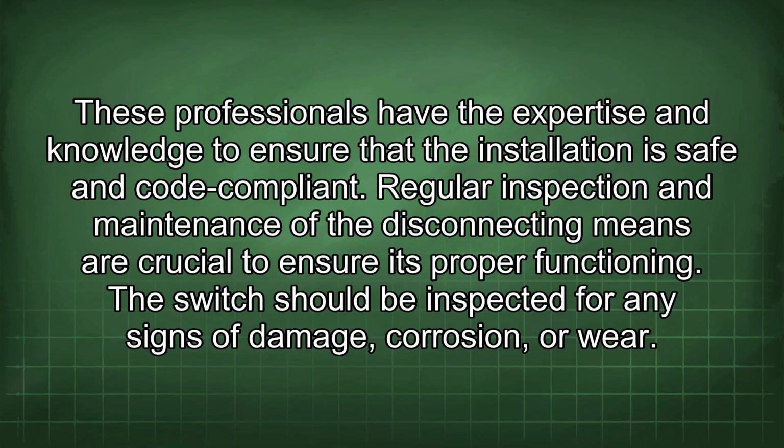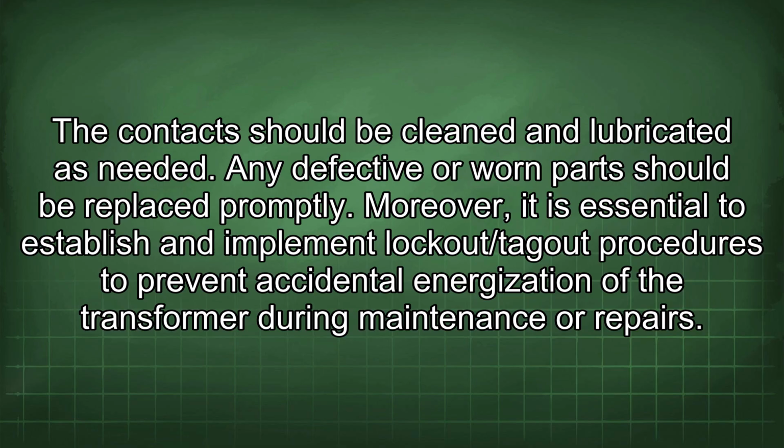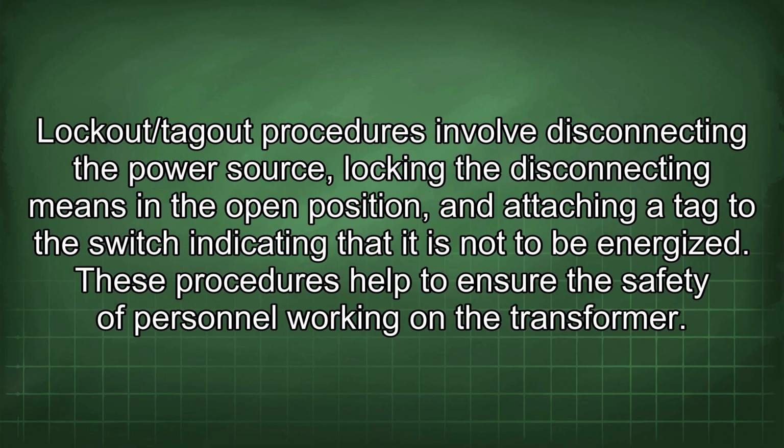Regular inspection and maintenance of the disconnecting means are crucial to ensure its proper functioning. The switch should be inspected for any signs of damage, corrosion, or wear. The contacts should be cleaned and lubricated as needed. Any defective or worn parts should be replaced promptly. Moreover, it is essential to establish and implement lockout/tagout procedures to prevent accidental energization of the transformer during maintenance or repairs. Lockout/tagout procedures involve disconnecting the power source, locking the disconnecting means in the open position, and attaching a tag to the switch indicating that it is not to be energized.